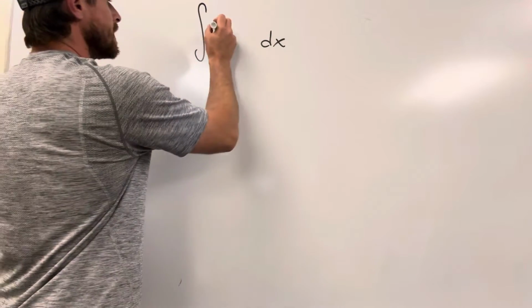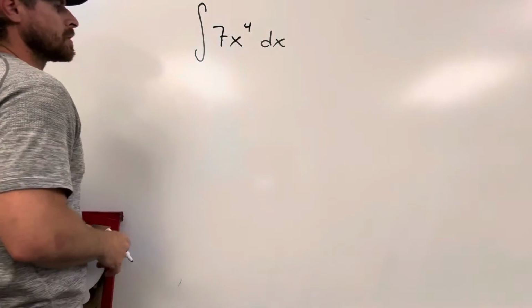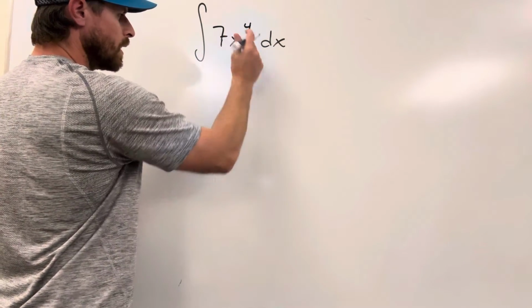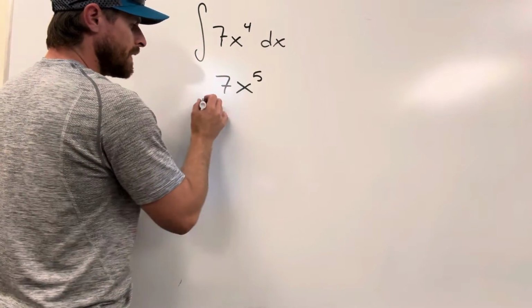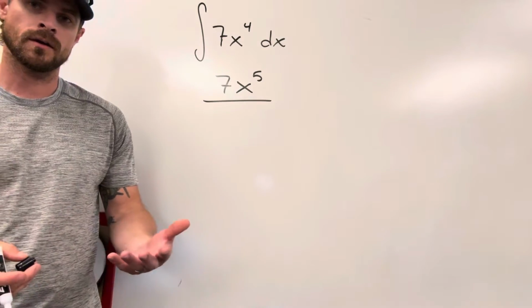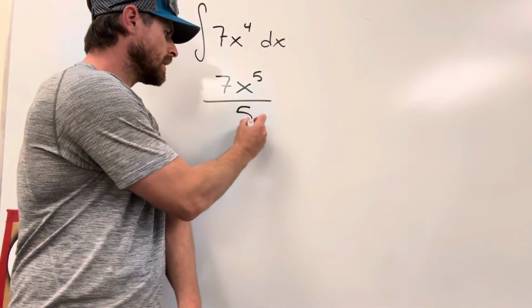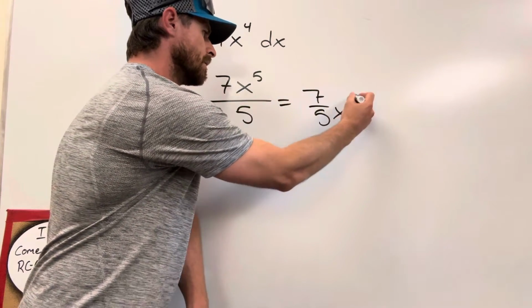Okay, let's do another one. Let's go 7x to the fourth. So let's find the antiderivative here. We're going to take 4 and increase that value by 1. That gives me x to the fifth. 7 comes along for the ride. And then what goes down on the bottom? Oh yeah, it's that value of the power that we already increased by 1. You can find it right there. It's a 5. So what we're going to end up with here is 7/5 x to the fifth.